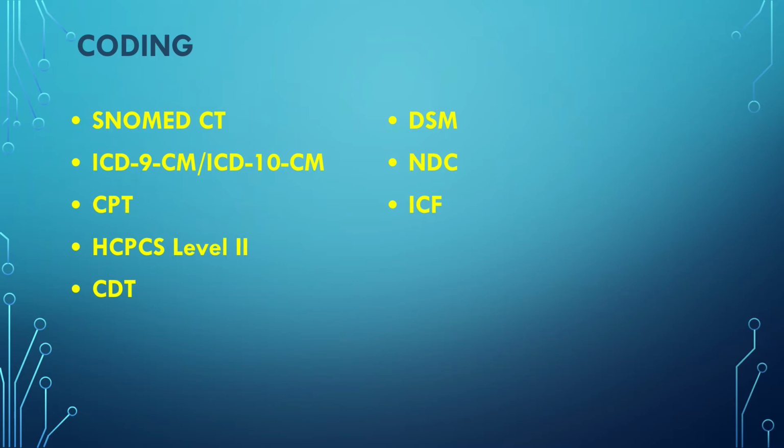HCPCS Level 2 codes is from the United States federal government, and this is kind of a supplemental code set that's used to report anything that is not already represented in CPT. For the most part, this includes ambulance services, durable medical equipment provided to a patient for use at home, not in a healthcare facility, like a wheelchair or a hospital bed, as well as medications that are administered to the patient by a healthcare professional.